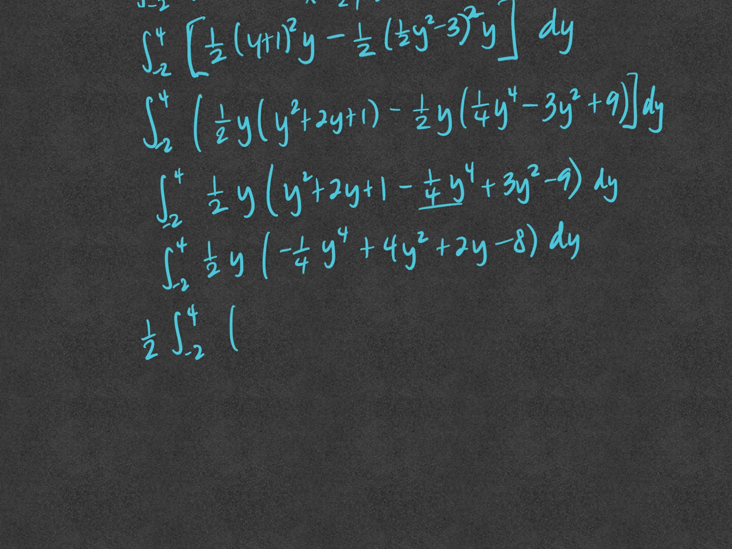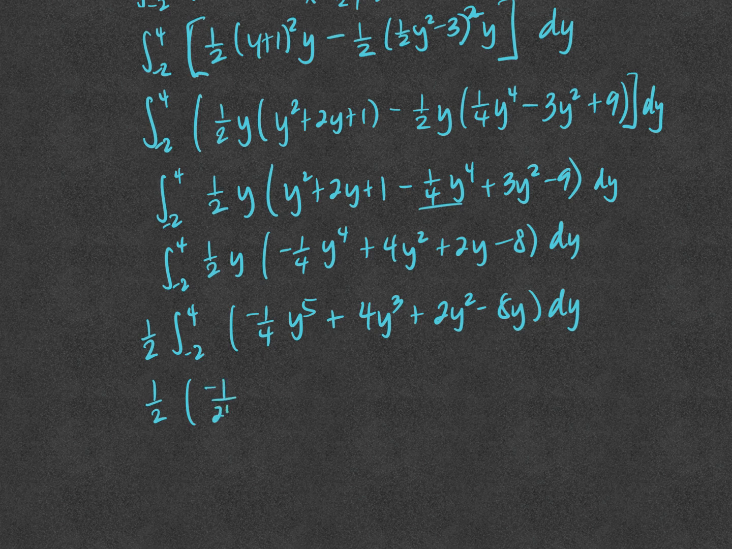So we have -1/4 y to the 5th plus 4y to the 3rd plus 2y squared minus 8y when we distribute that y. And now we can integrate this mess. So we get -1 over 24 y to the 6th, this becomes the 6th, plus y to the 4th plus 2/3 y to the 3rd minus 8 over 2, which is 4y squared. And our bounds are -2 to 4.